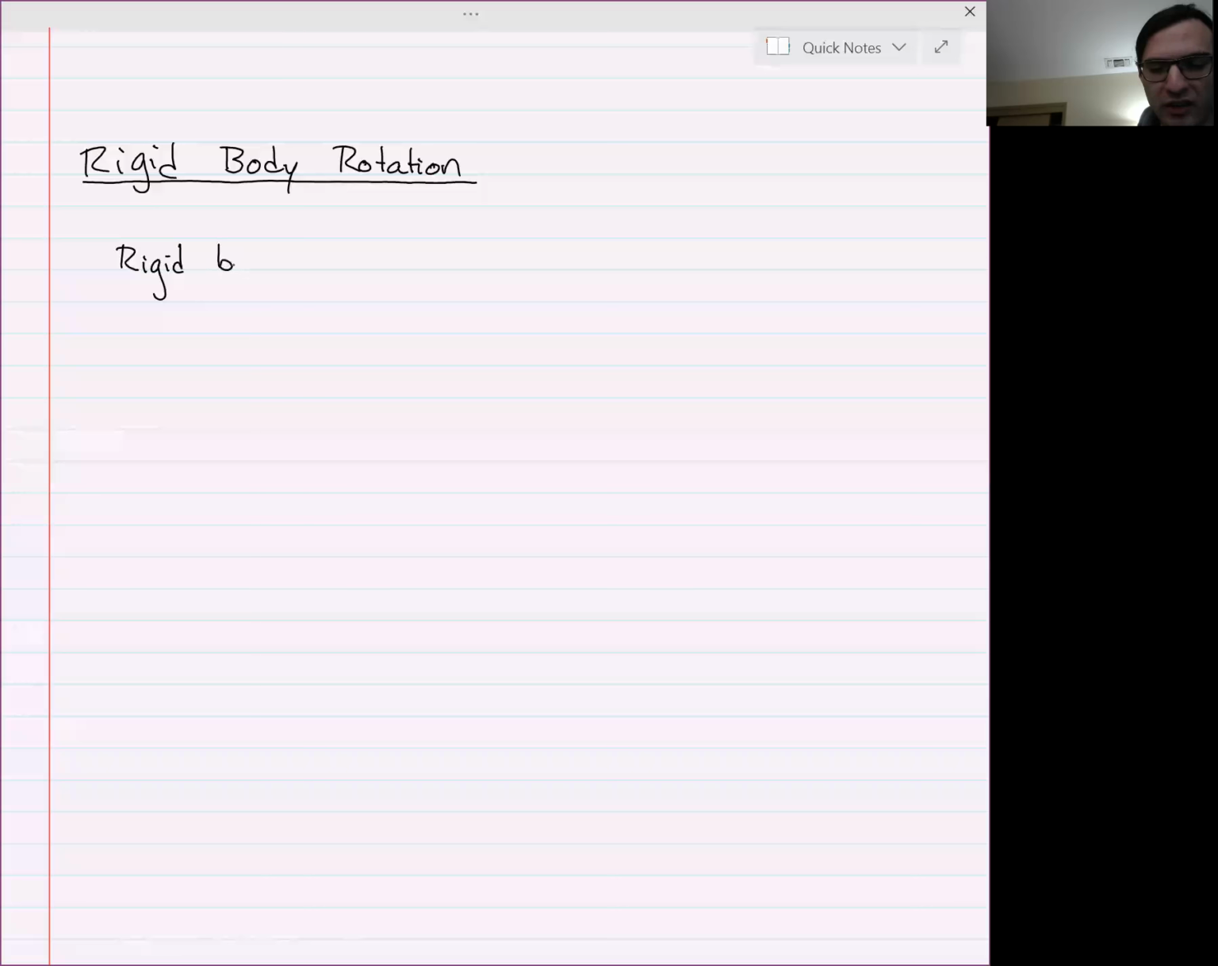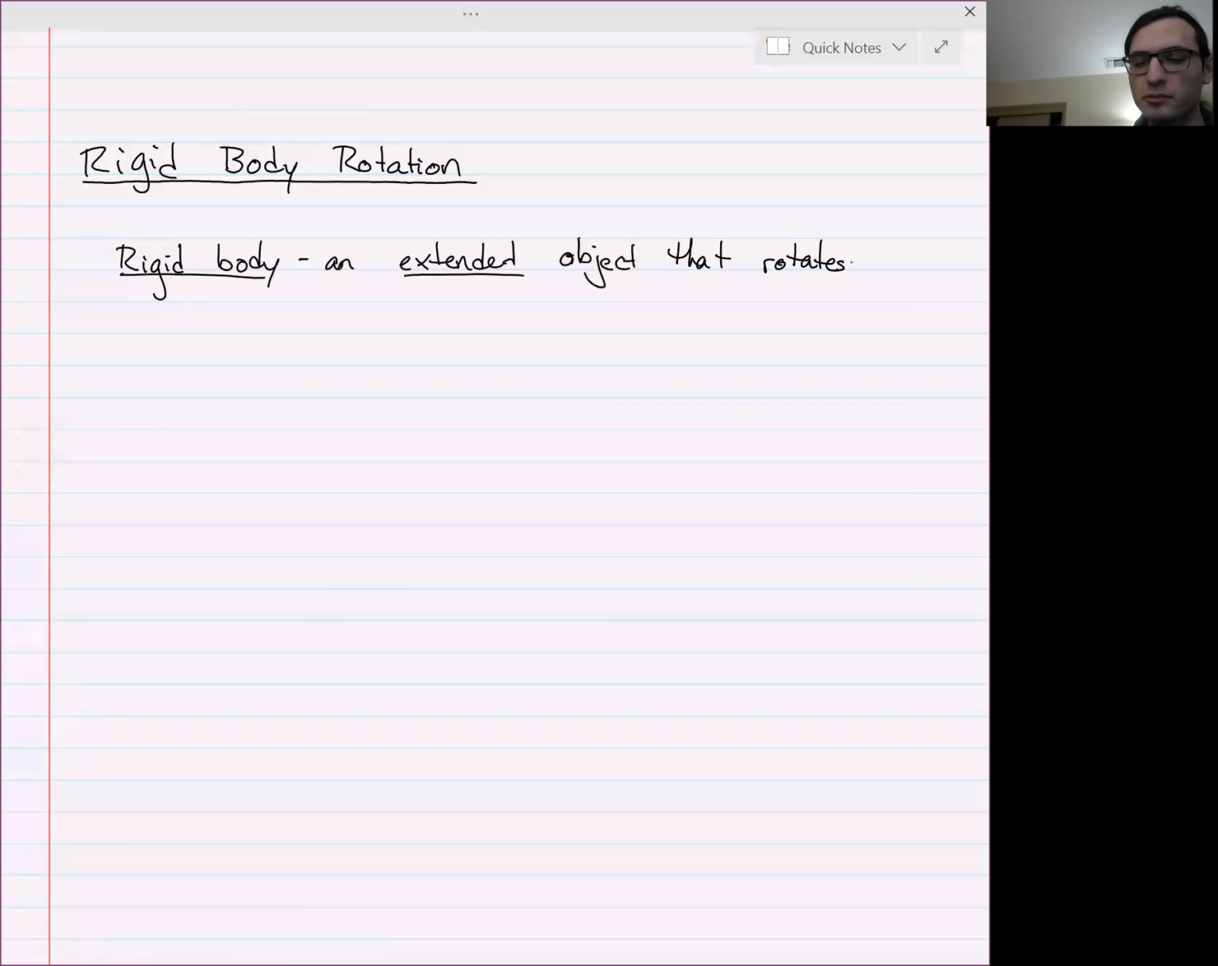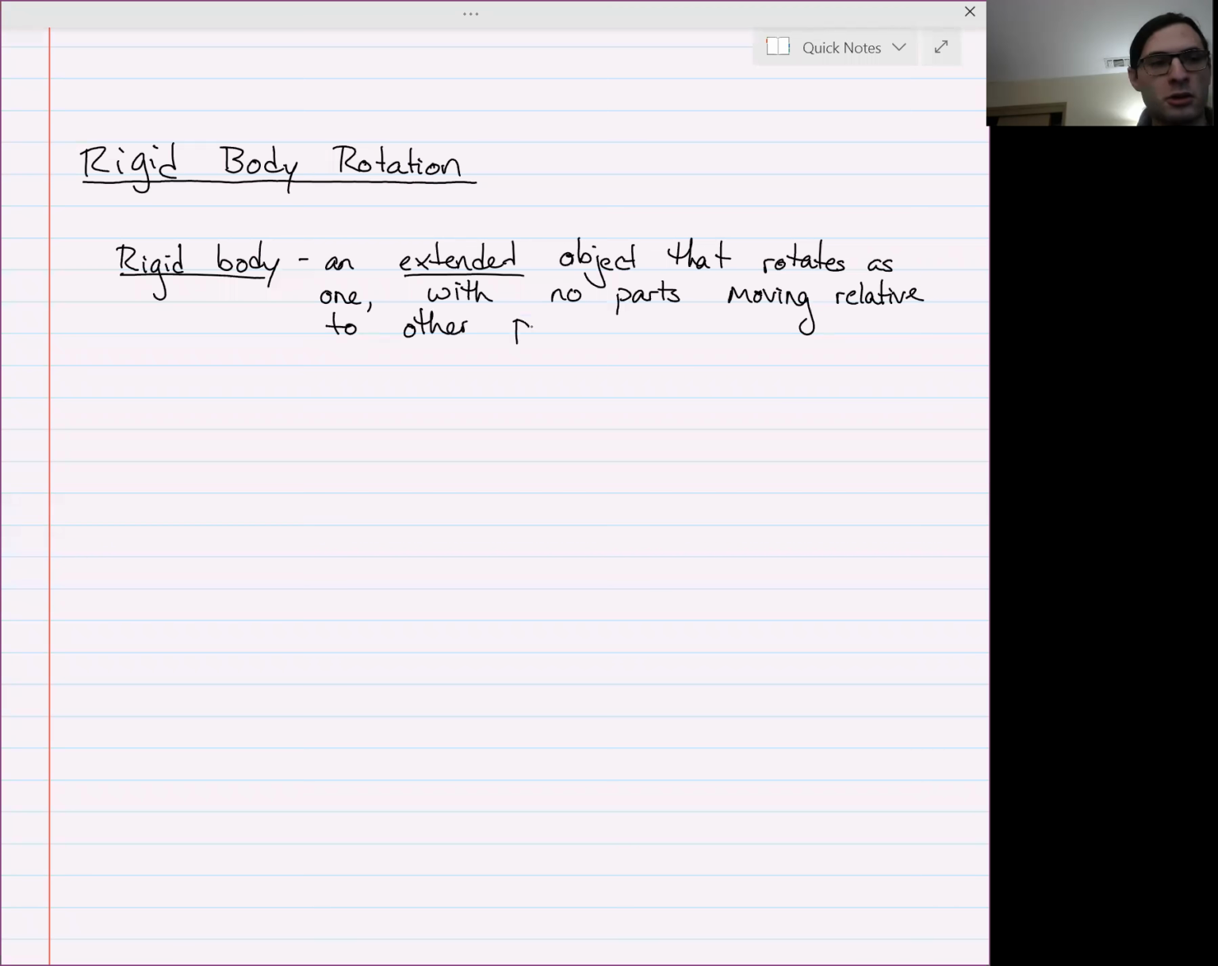A rigid body is kind of exactly what it sounds like. A rigid body is an extended object that rotates as one. In particular, it has no parts moving relative to other parts, except for the motion due to rotation.